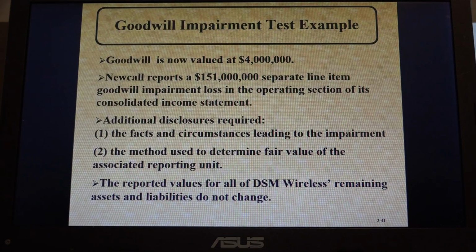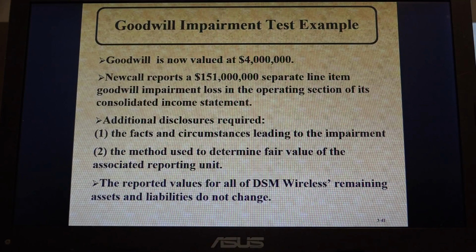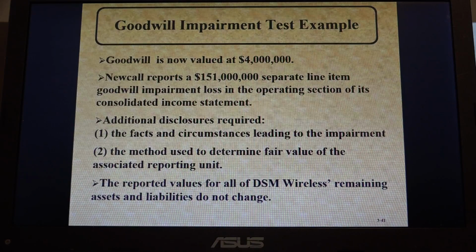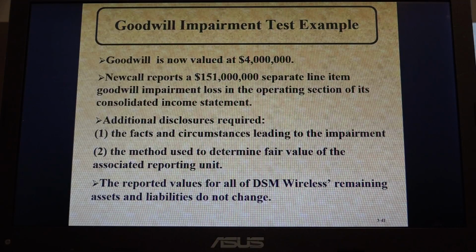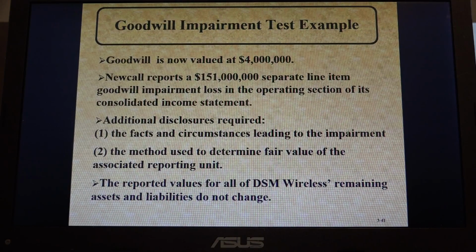Now note here some other requirements that deal with disclosures. You must report the facts and circumstances that lead to the impairment. It's probably all that stuff that you considered in your qualitative assessment.